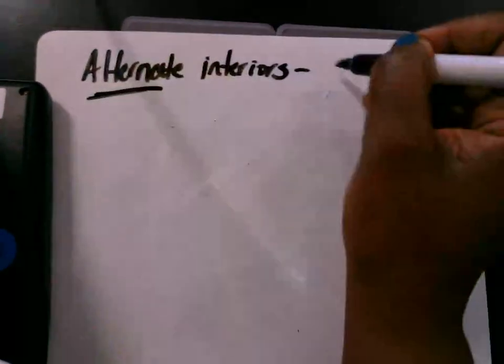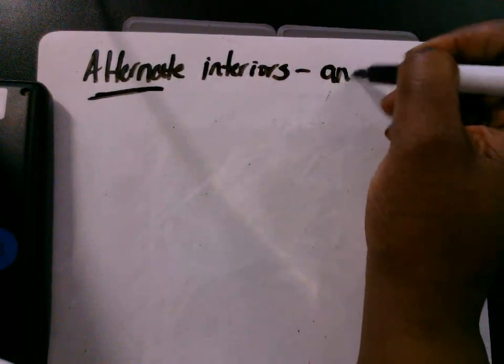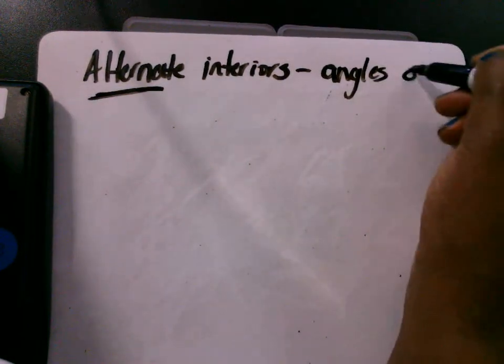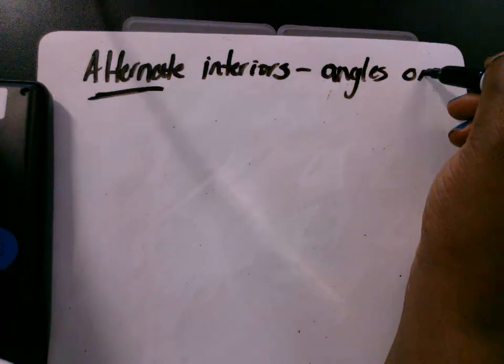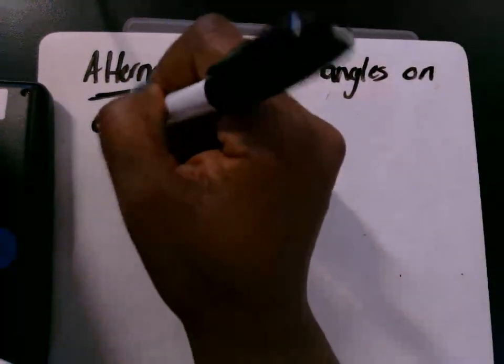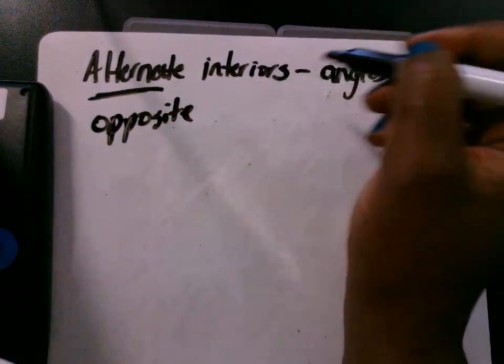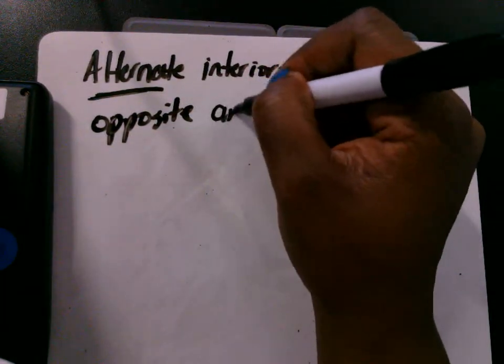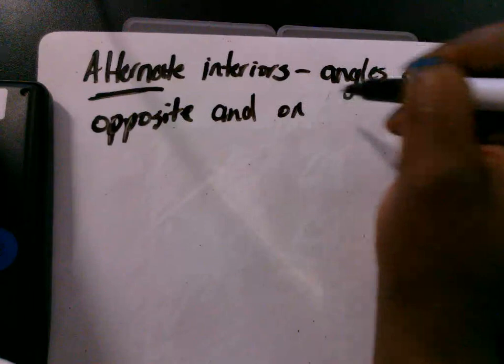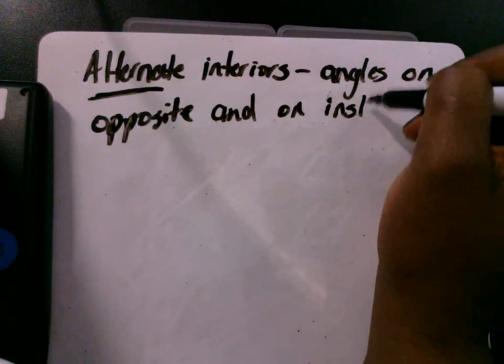Yes, very good. Angles that are on opposite, alternates opposite. It's two angles, or angles. It's a pair. Angles on opposite ends. One's on the top, one's on the bottom, one's on the left, one's on the right, and on the inside of those parallel lines cut by a transversal.